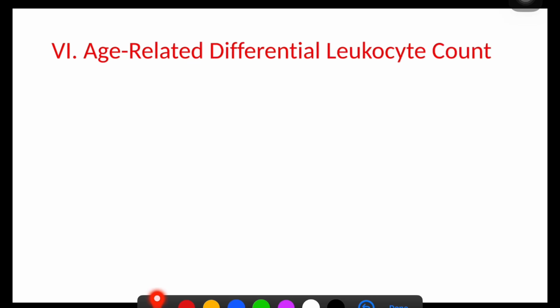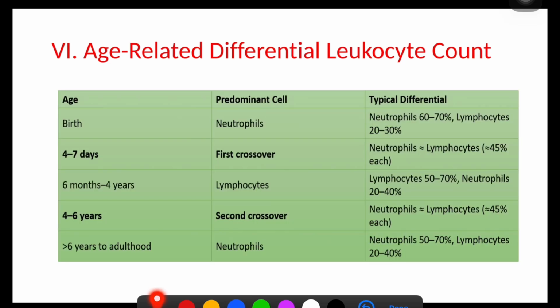Now let's see differential leukocyte count changes in different age groups. So we have seen crossover. At birth neutrophils are predominant, where 60 to 70% are neutrophils and lymphocytes are 20 to 30%. Now first crossover. At the age of 4 to 7 days, neutrophils and lymphocytes are almost equal, right? So neutrophils are decreasing, lymphocytes are increasing. So approximately 45% each of neutrophils and lymphocytes are seen.